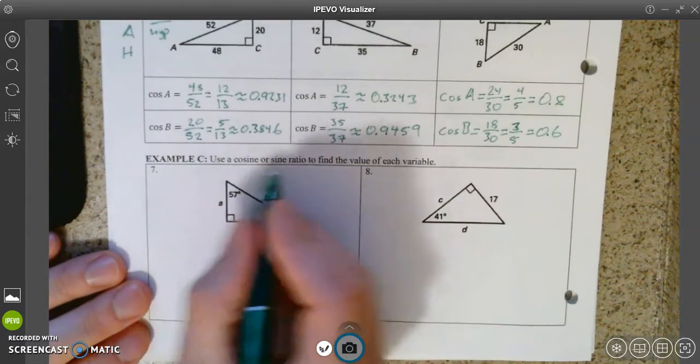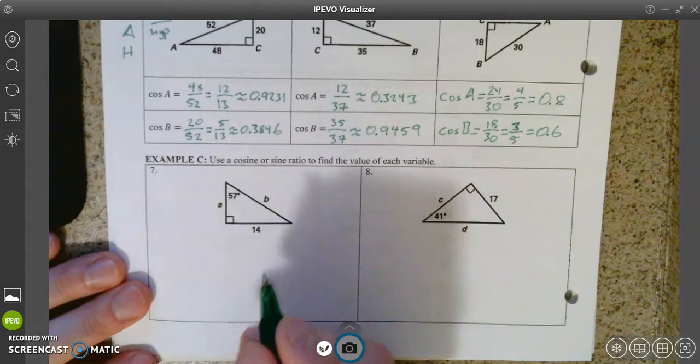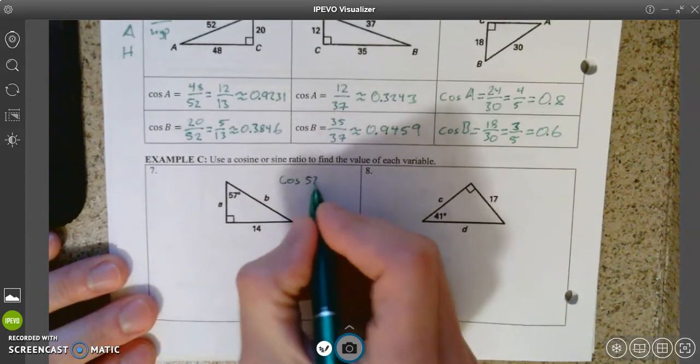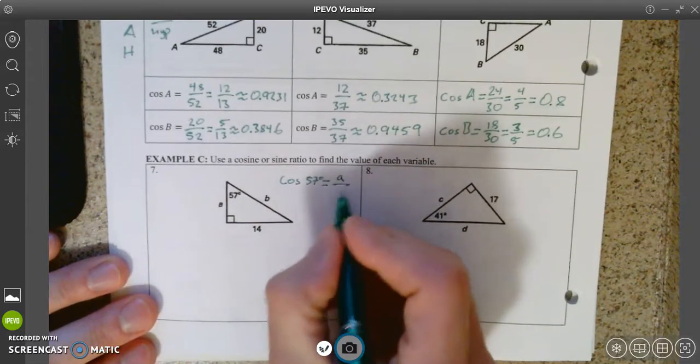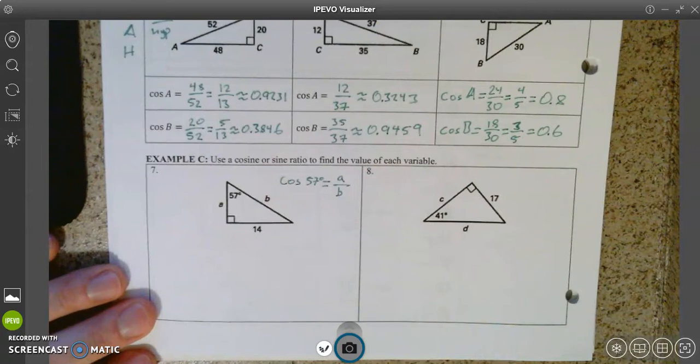So it tells you to use cosine or sine. If I pick cosine first for this one, I won't get the right answer. If I pick cosine of 57 degrees, then that's adjacent, so that's A over hypotenuse B. So here I'm left with both variables. That doesn't help. I can't use that to find the answer.